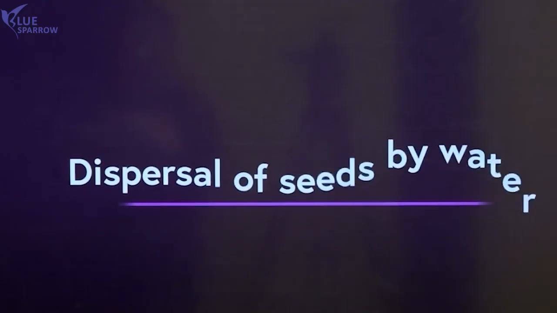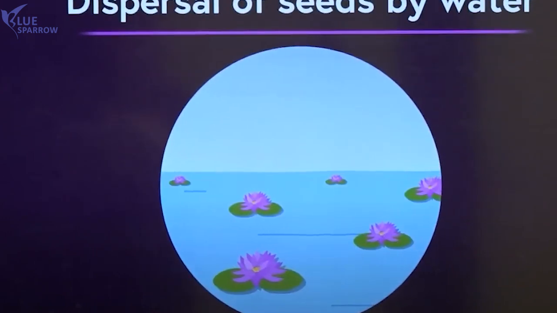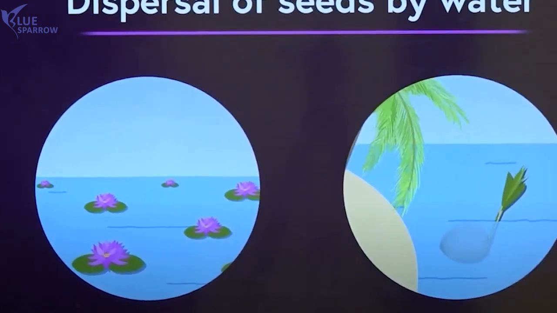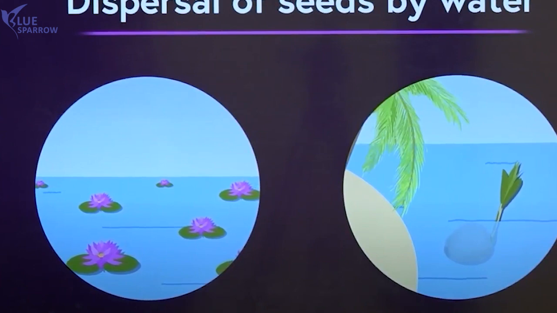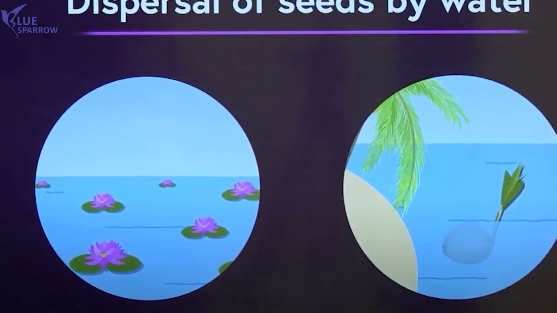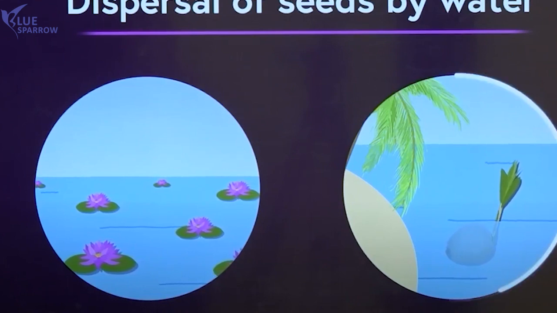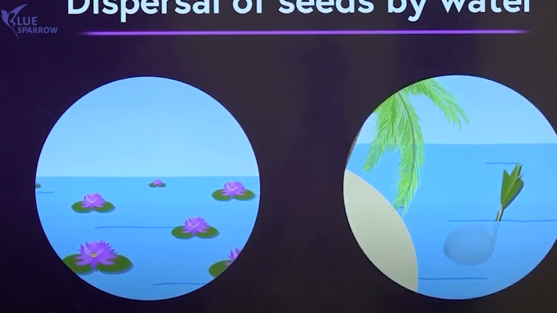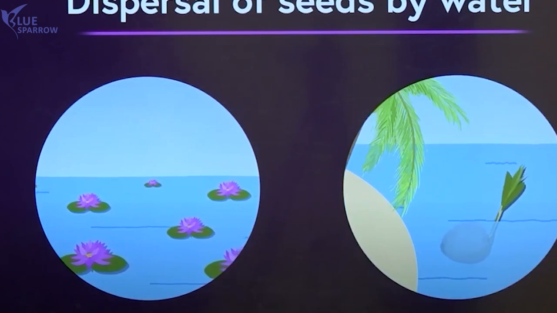Dispersal by water. Water also helps in dispersal of seeds. Flowing water carries away fruits which have seeds inside them. The lotus fruit has a spongy part and coconut has a thick fibrous coat, which makes them light and enables them to float on water.